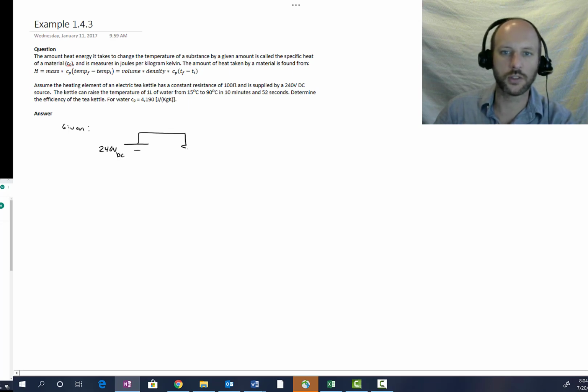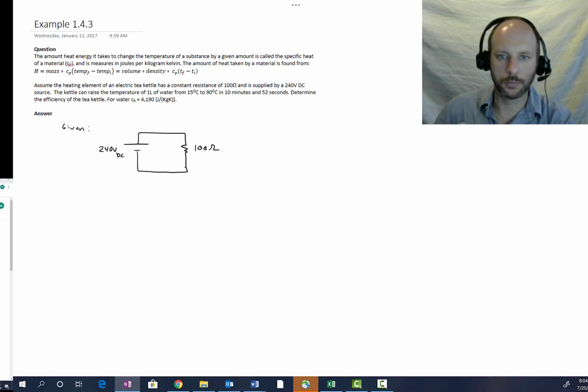The first is that this electric tea kettle is really just an electric circuit. It's a 240 volt DC source connected to a 100 ohm resistor. So that's the information that summarizes the kettle itself. Now we need to know something about the water that's stored inside the kettle.